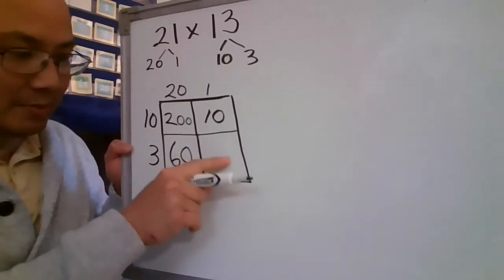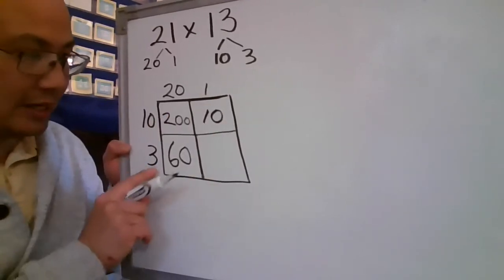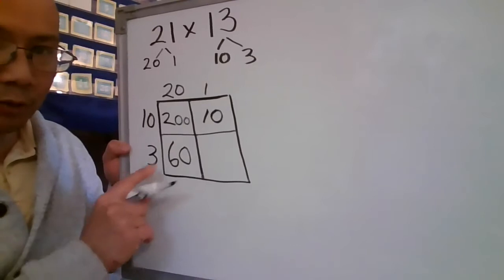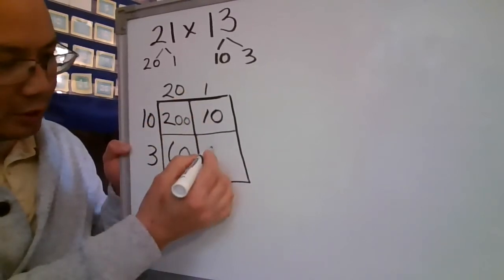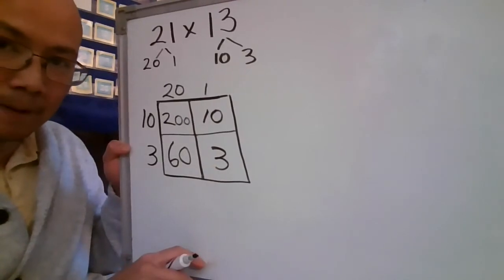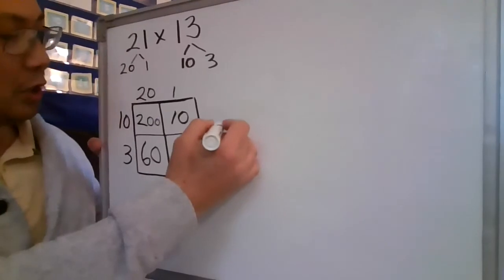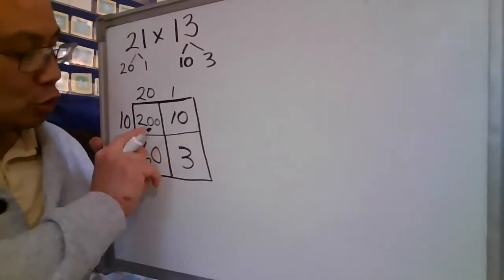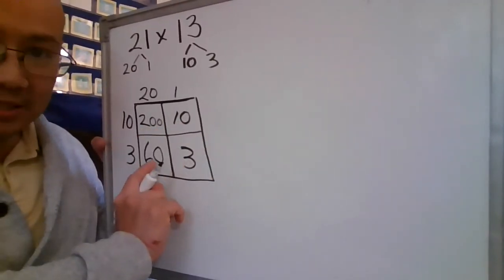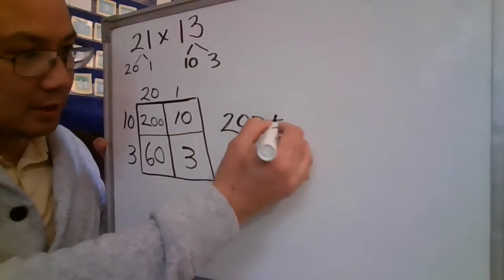My last number is the baby number. 3 times 1 is 3. Now that I know all the numbers inside, I'm going to add, because remember, multiplication means you add many times. 200, 10, 60, and 3. I'm going to add those numbers many times.